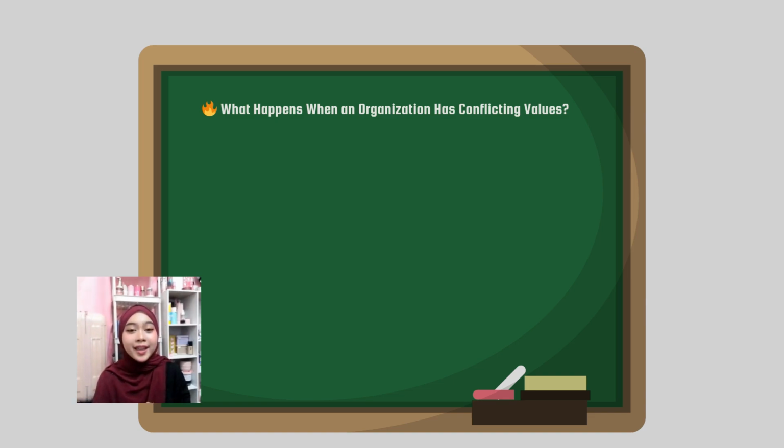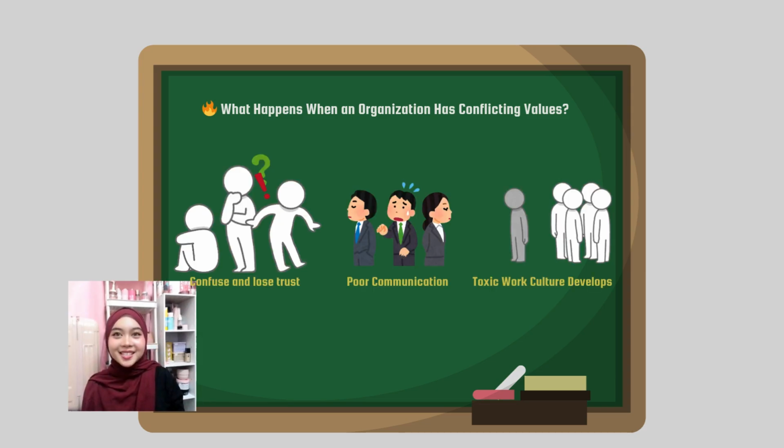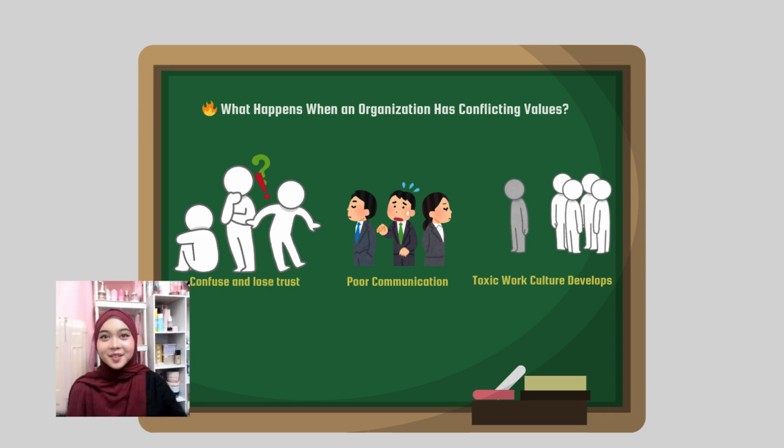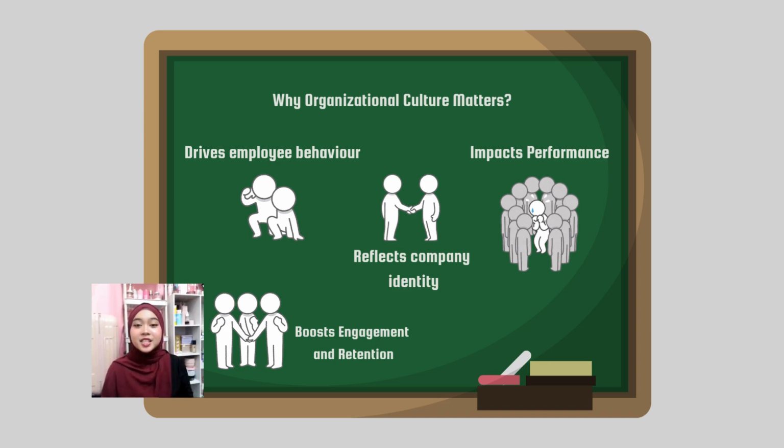What happens when an organization has conflicting values? First, employees get confused and lose trust. For example, the company says it values openness, but when employees speak up, they get scolded. Second, poor communication. When staff do not know what the real values are, they avoid expressing opinions and giving feedback.